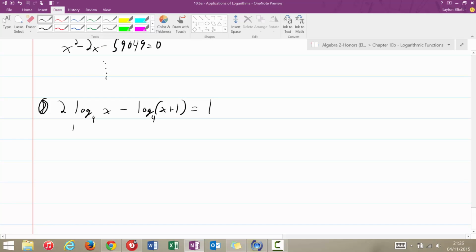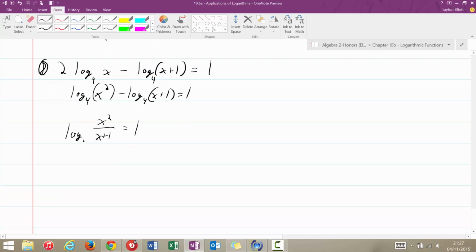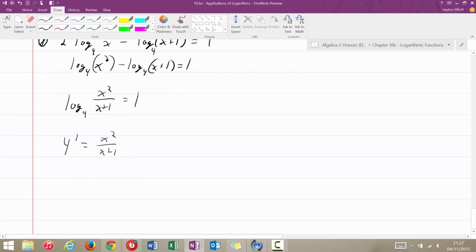So let's do this log base 4 of x squared. I need to change that because I can't use any combining until I make those coefficients become exponents. And this would be minus log base 4 of x plus 1 equals 1. Now I have log base 4 of x squared over x plus 1 equals 1. And like before, when you're stuck, let's just convert it to exponential form. It's in log form. 4 raised to the first power is equal to x squared over x plus 1.